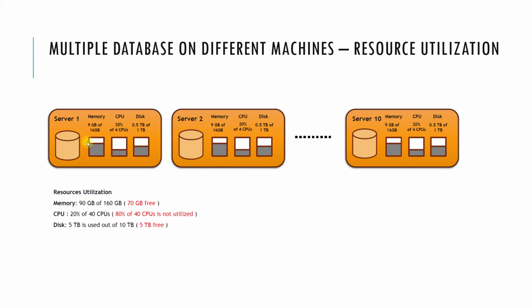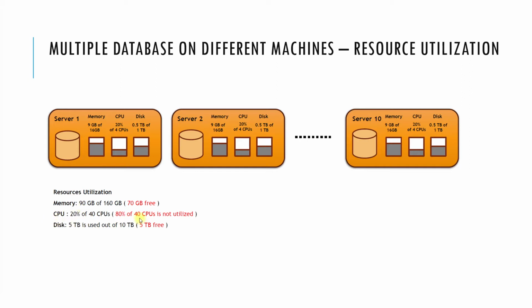Now, as per the resource requirements, we have selected memory of 16 GB, CPU will be 4 CPUs, and disk will be 1 terabyte. Let's say all the servers will have the same type of configuration, but the bottom line is that none of the servers will be using the resources at full utilization. So what we are wasting here is memory, which counts to 160 GB. We are just utilizing 90 GB, as you can see in the picture as well.